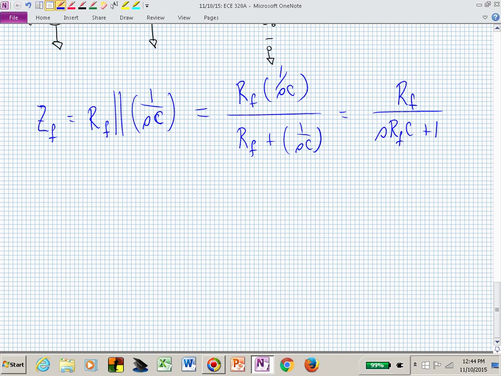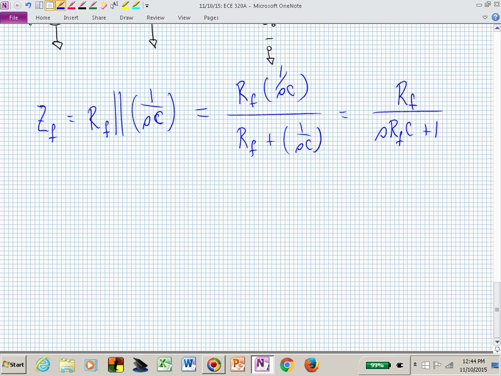The denominator grows, and so this now starts to tail off or roll off as the frequency increases. You now have a frequency-dependent resistance in the feedback path. And that's why we put that capacitor there. We wanted to shape the behavior of our circuit a little differently.